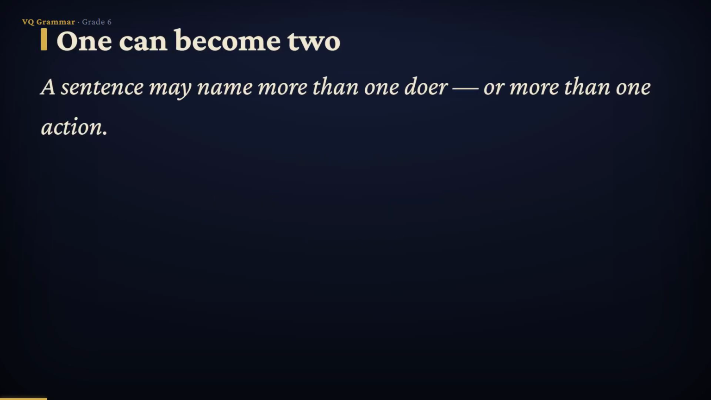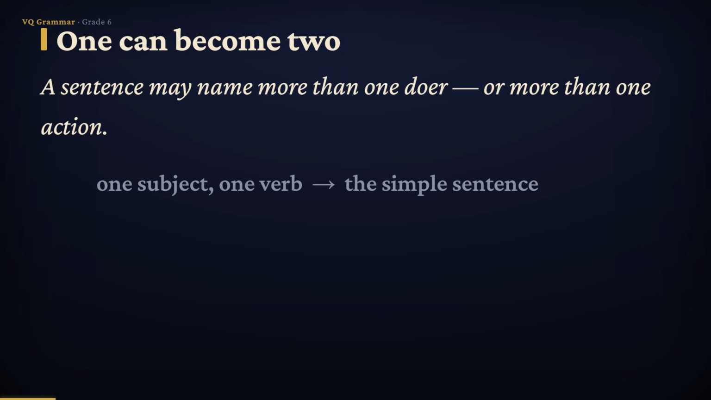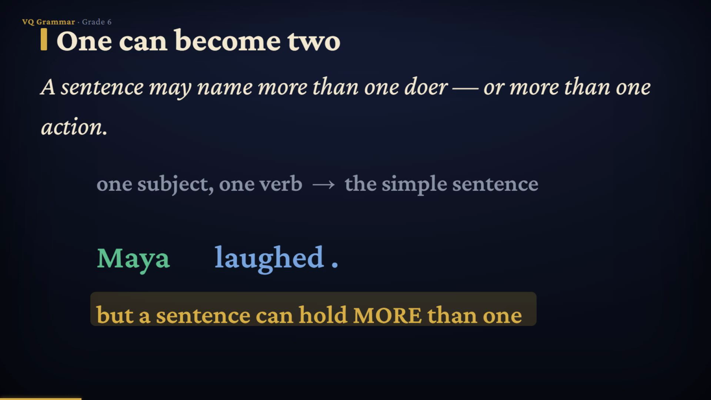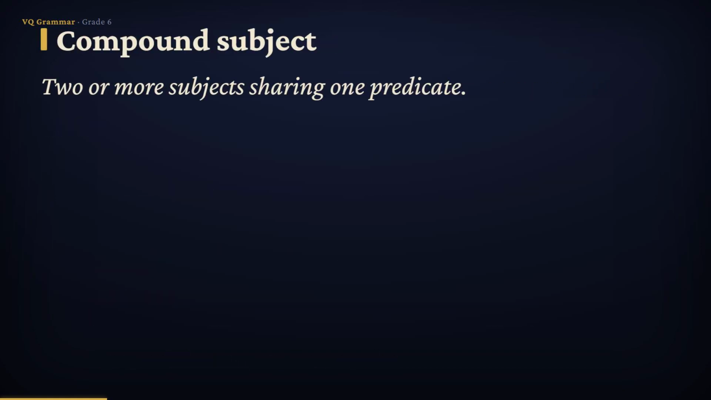So far, our sentences have been simple. One subject and one verb, like this one. Maya laughed. Maya is the subject, the one the sentence is about, and laughed is the verb, what she did. Clean and simple. But here's the fun part. A single sentence doesn't have to stop at one. It can name more than one subject, or it can pack in more than one verb. When it does, we call that part compound. Let's see both. First, the compound subject.